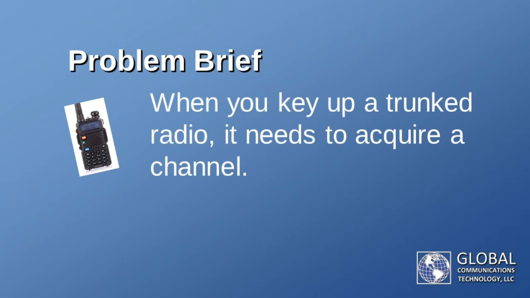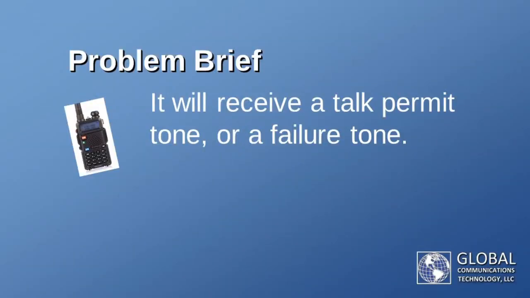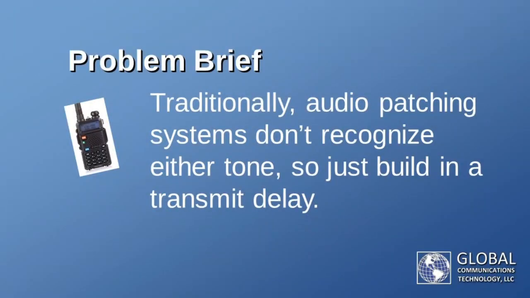channel to talk on. When it does that, it plays a talk permit tone. And if it doesn't get a channel, then it plays out a failure tone. And these tones allow users to know when it's okay to speak. But with that in mind, audio patching systems like Global's usually offer what's commonly called a transmit delay.